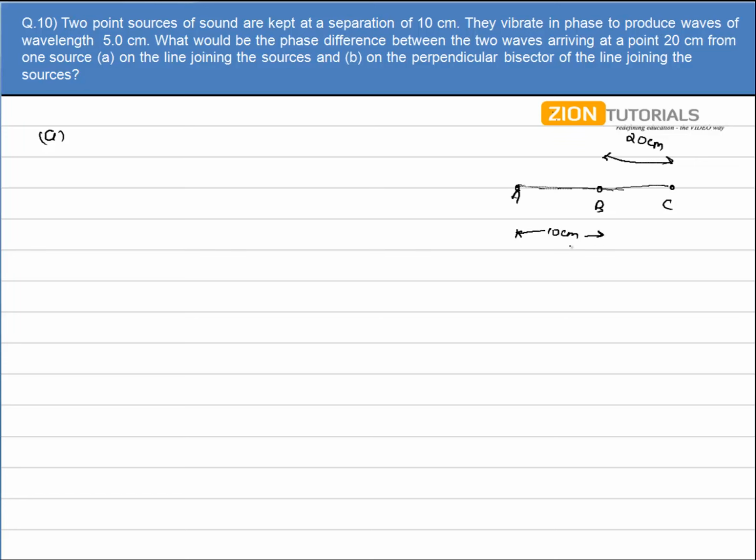Now we know that phase difference is given by 2 pi by lambda into path difference. That is, I have to calculate the path difference which is occurring at point C due to A and B. So I can write 2 pi by lambda into path difference, which will be equal to AC minus BC, right? So it will be equal to 2 pi by lambda.